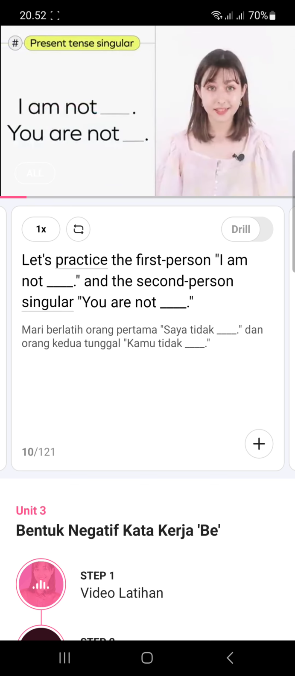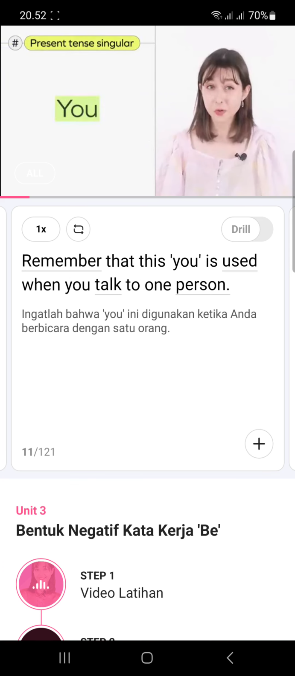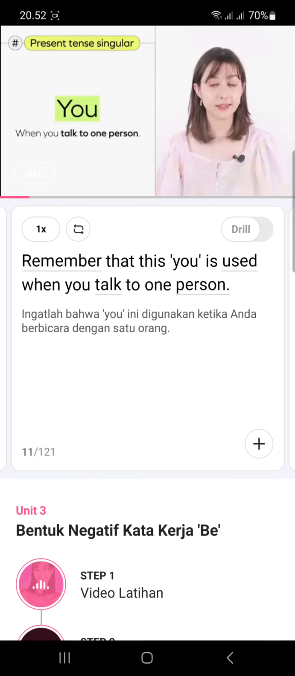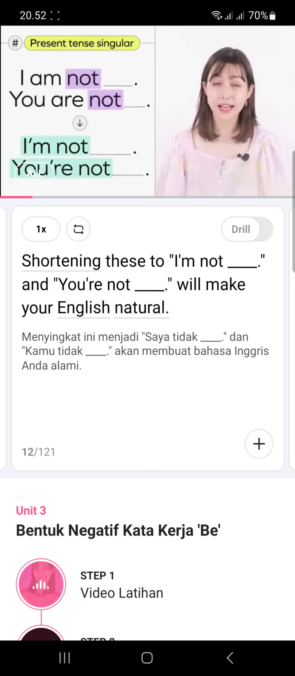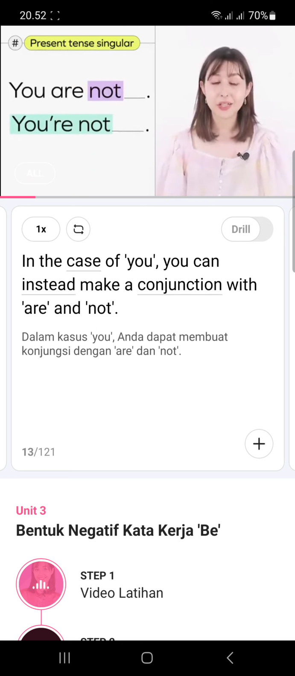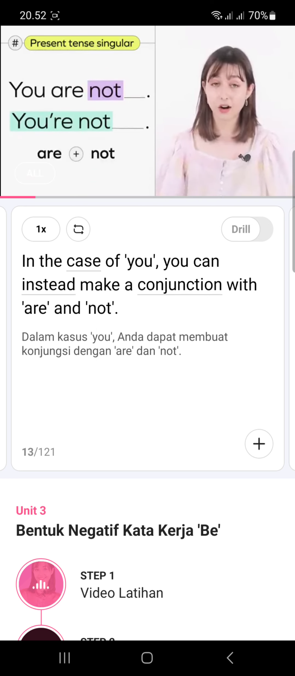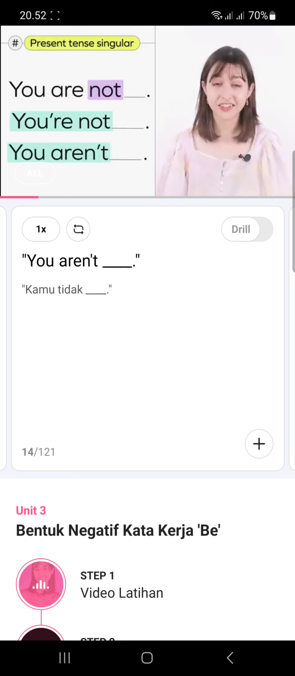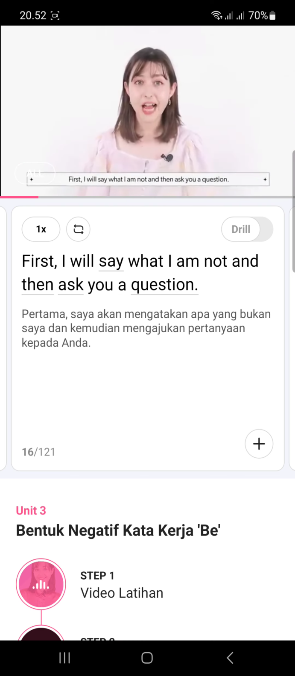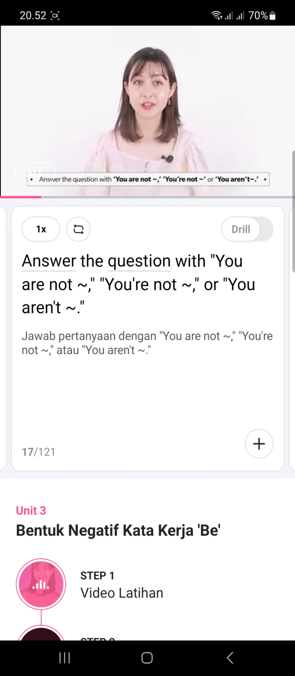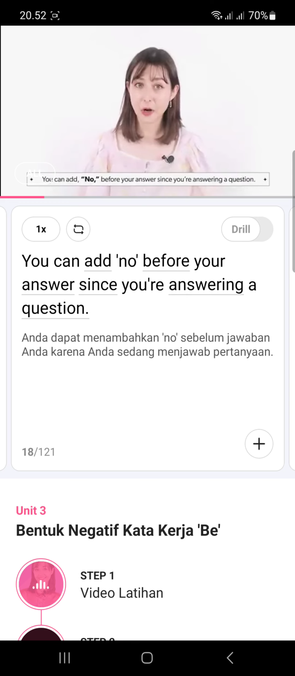Let's practice the first person I am not and the second person singular you are not. Remember that this you is used when you talk to one person. Shortening these to I'm not and you're not will make your English natural. In the case of you, you can instead make a contraction with are and not: you aren't. This is also natural. First, I will say what I am not and then ask you a question. Answer the question with you are not, you're not, or you aren't. You can add no before your answer since you're answering a question.